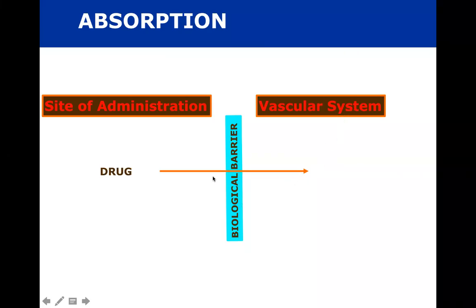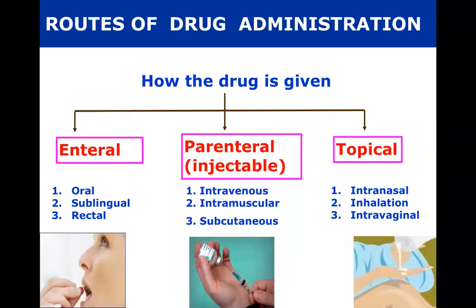While if the drug is administered by, for example, oral route, there will be two biological barriers. One of them is the GIT wall itself. We will talk about that. And another is the entrance to the vessels through the endothelium wall. So the number of biological barriers is different according to the route of administration of the drug.